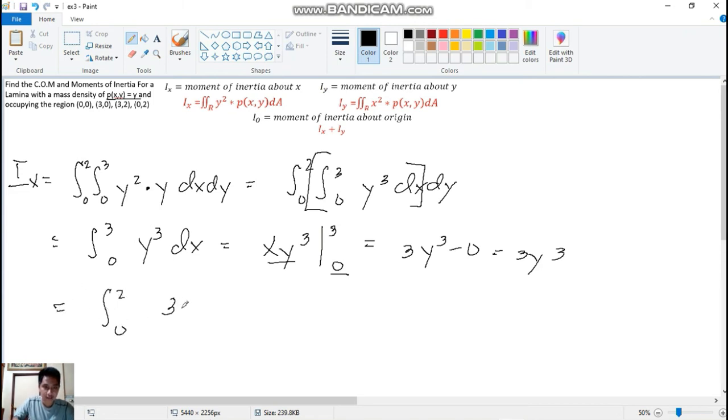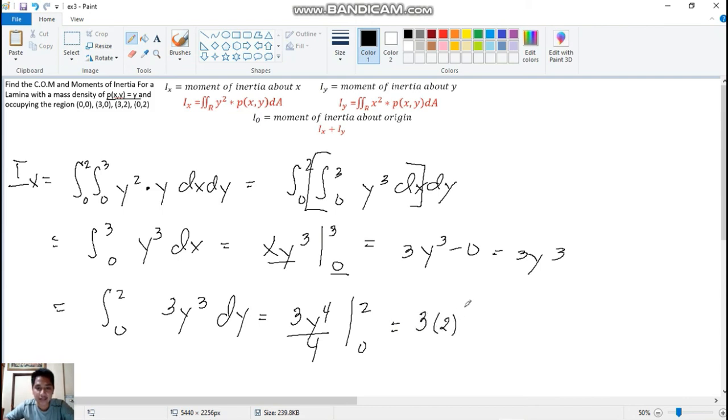So the integral of 3y raised to 3 dy. We are going to get the antiderivative of 3y raised to 3 in terms of y. That is equal to 3y raised to 4 all over 4. The values of y are 2 and 0. Substituting the different values of y, it will give us 3 times 2 raised to 4 all over 4 minus, if you substitute 0 in that equation, it will become 0. So 2 raised to 4 is 16. 16 divided by 4 is 4, times 3 is equal to 12. So the moment of inertia about x is equal to 12.